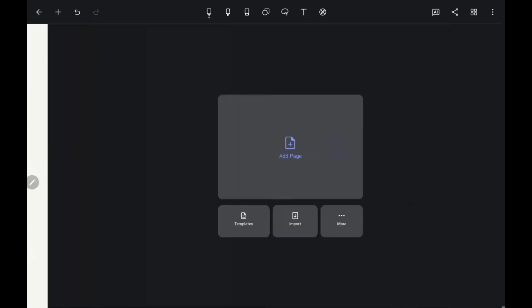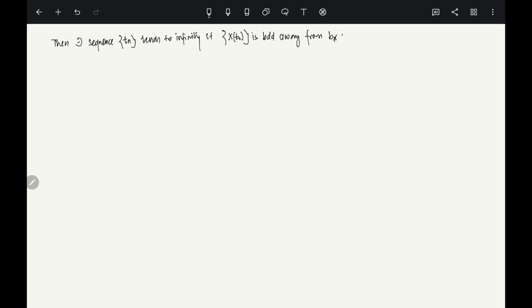Then there exists a sequence Tn which tends to infinity such that x of Tn is bounded away from b star. Because if it cannot converge to b star, it should stay away from b star, so we can write it like this.